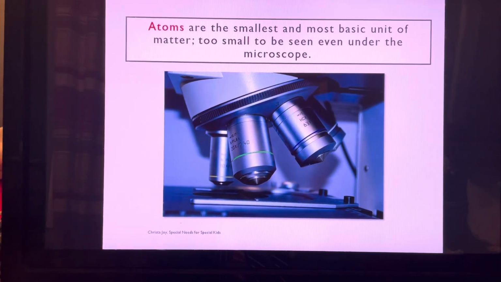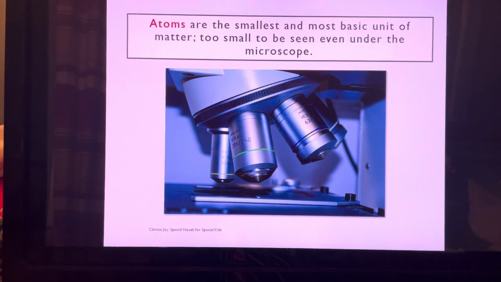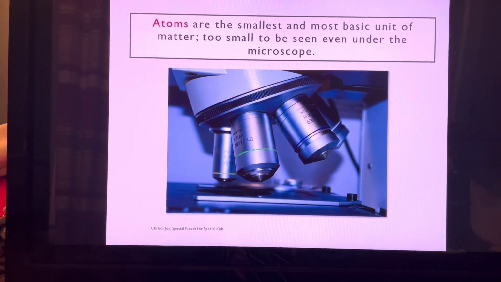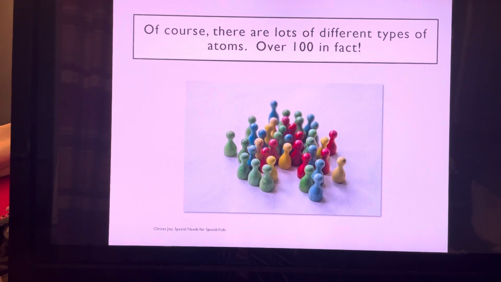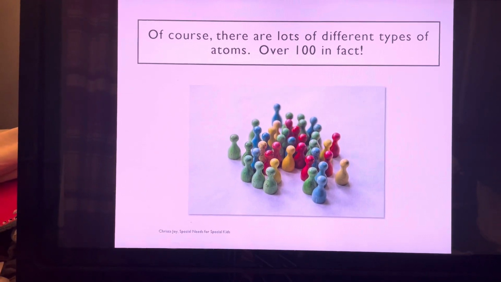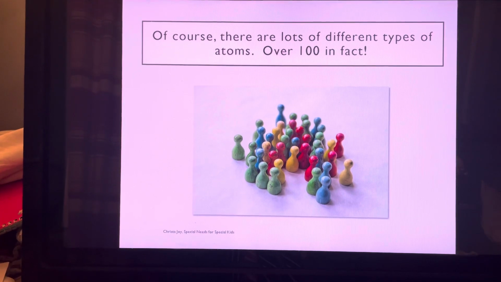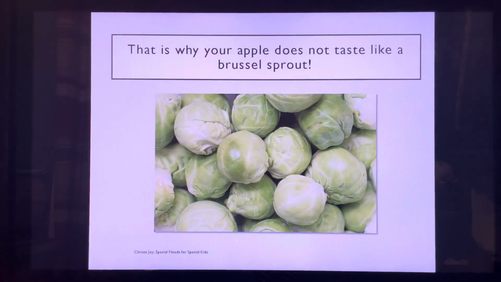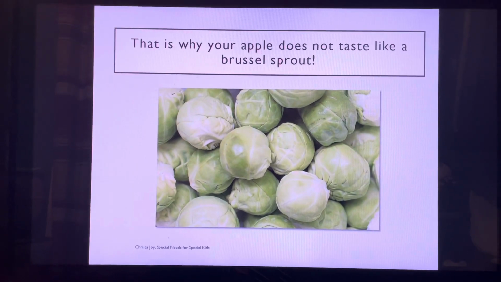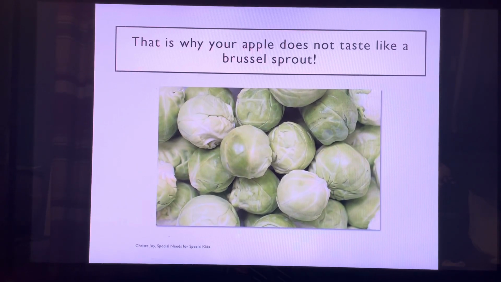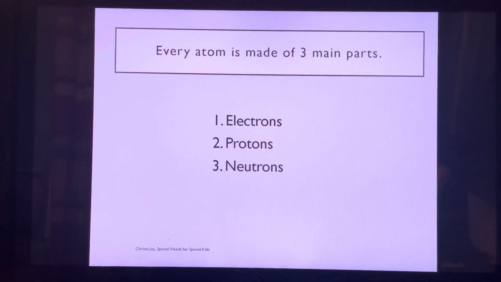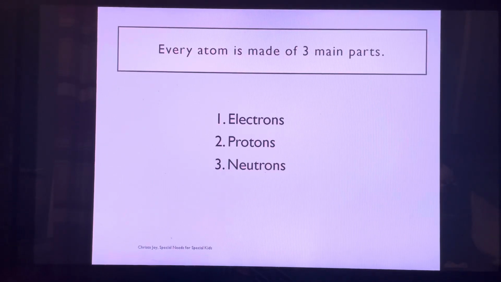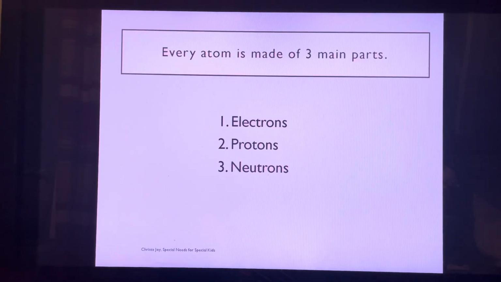Atoms are the smallest and most basic unit of matter, too small to be seen even under the microscope. Of course, there are lots of different types of atoms, over 100 in fact. That is why your apple does not taste like a Brussels sprout. Every atom is made of three main parts: electrons, protons, and neutrons.